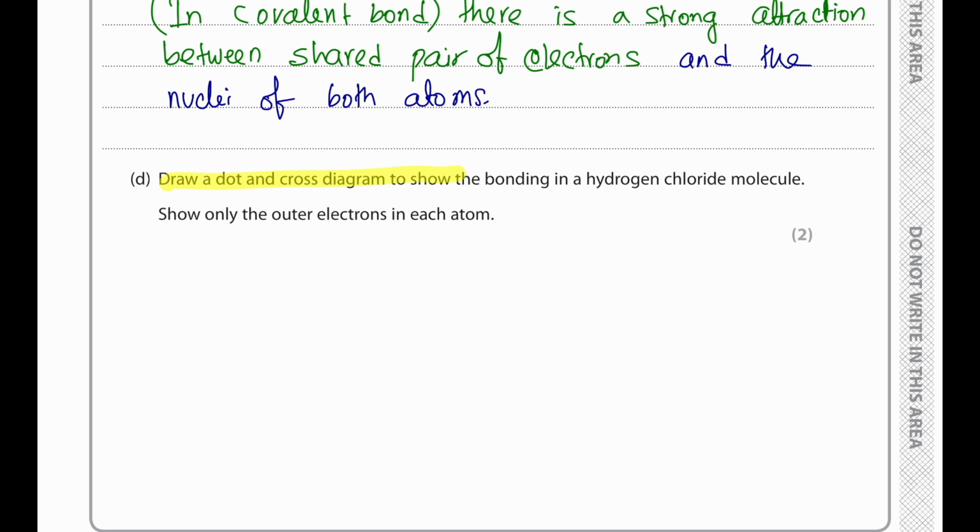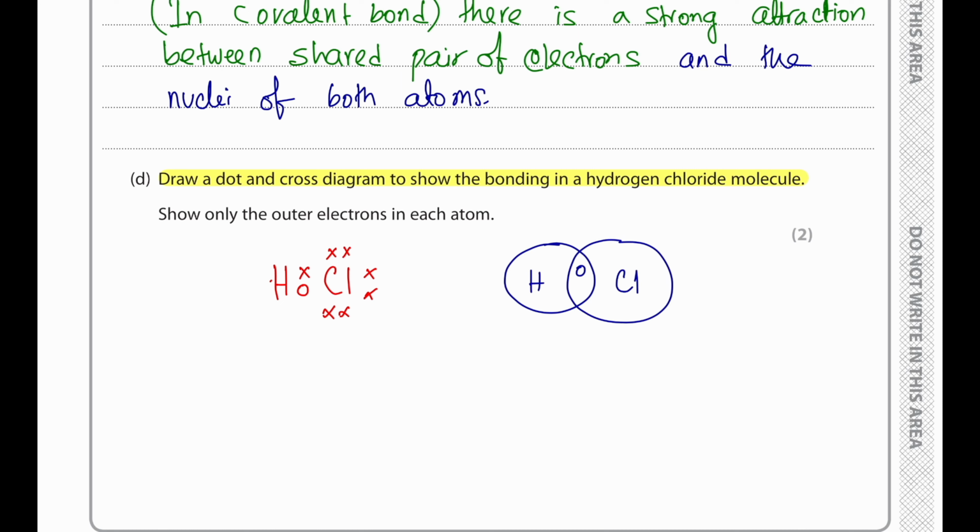Draw a dot and cross diagram to show the bonding of hydrogen chloride molecule. This diagram can be drawn in two ways. For example, hydrogen with a dot and chlorine with a cross. Then we'll have to represent all the other outer shell electrons for chlorine. The other way we can represent it is by drawing circles. When drawing circles, we must remember that the overlapping portion is the only portion where we're going to be showing the shared pair of electrons.